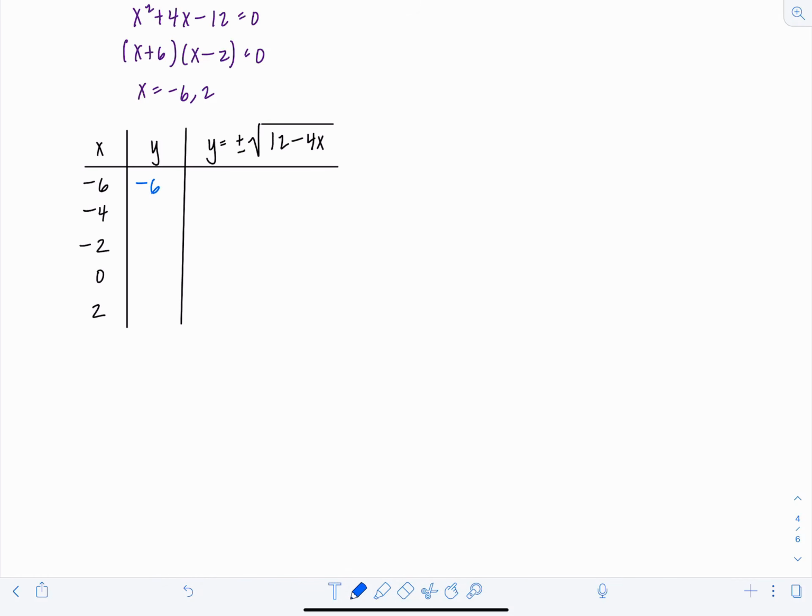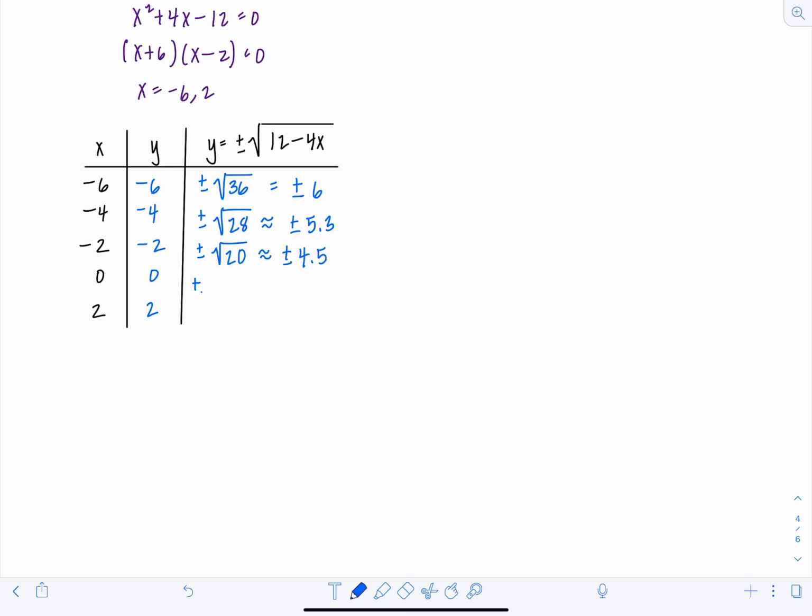So x equals y, I don't even have to think, I'm just gonna copy everything over. And then y equals plus or minus rad 12 minus 4x. So this would be plus or minus rad 36, right? If I plug in negative 6 for x. So then this is going to give me plus or minus 6. All right, substituting in negative 4 for x, that's going to give me 12 plus 16 under the radical. So I'll have plus or minus square root of 28, which is about plus or minus 5.3. And then if I plug in negative 2, that's going to be plus or minus rad 20. So that's about plus or minus 4.5.